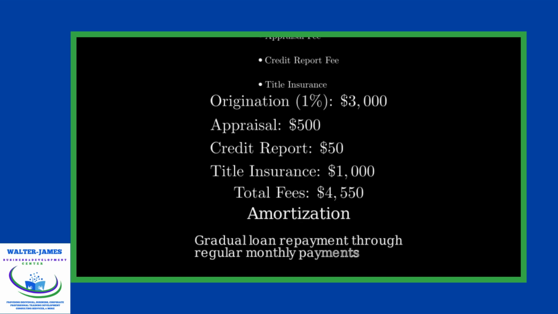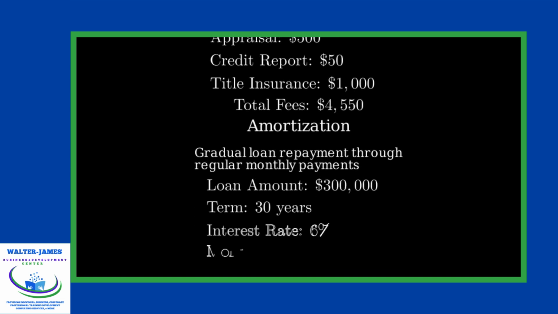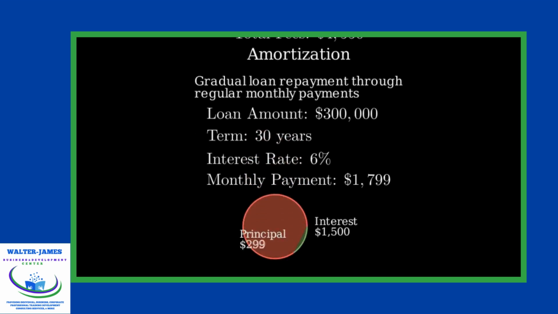Let's understand amortization. Amortization is the gradual repayment of a loan through regular monthly payments of both principal and interest. For example, on a $300,000 30-year fixed mortgage at 6% interest, your monthly payment would be about $1,799. In your first payment, about $1,500 goes to interest and $299 to principal. As time goes on, more of each payment goes toward principal and less toward interest.